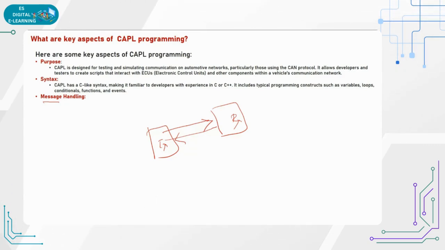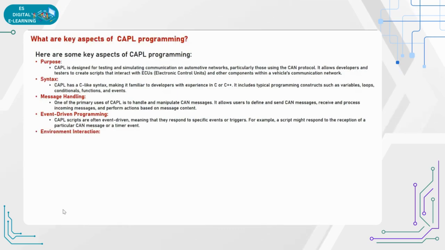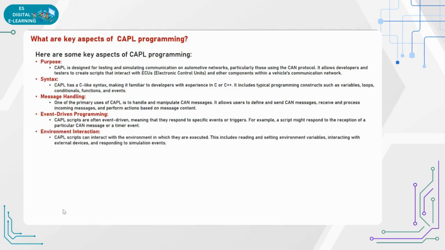Okay, so next is event driven programming. Whatever messages we are making, like on start, on key, those are event driven. So for that purpose, whenever you interface, the message should be sent on the network. And next is environmental interaction. Like we know about the panel, where we have a switch or any simulation activity that we are doing. That becomes part of environmental interaction. With the help of this CAPL, we are able to do that.